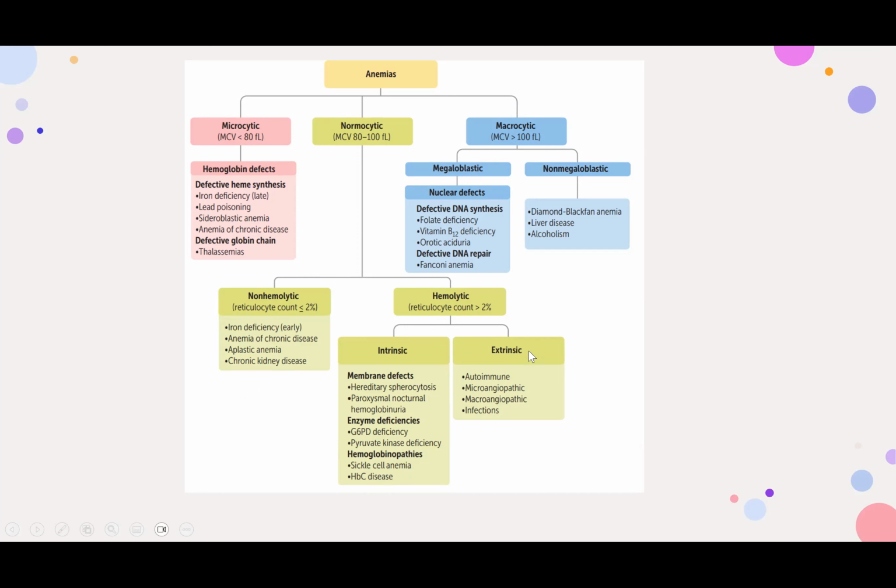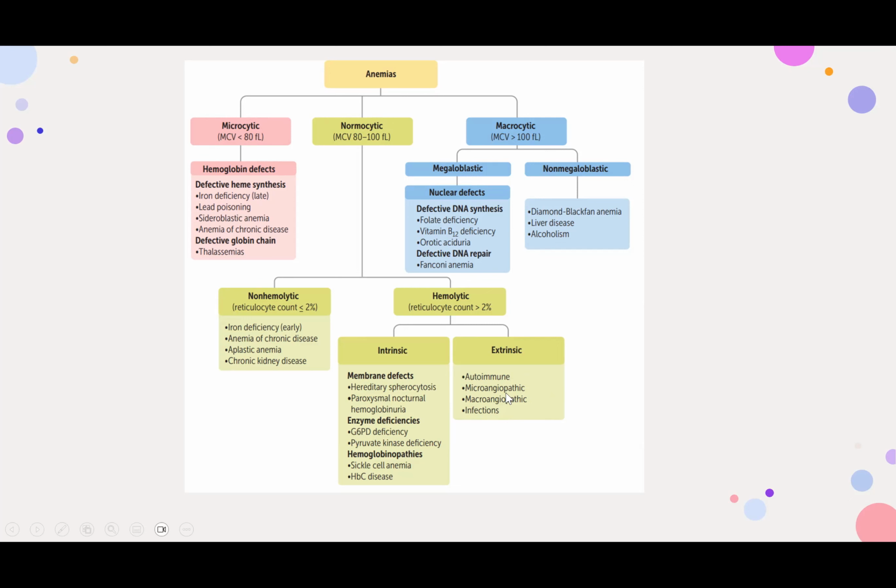And now the extrinsic causes of hemolytic anemia means outside, the problem is not in the RBC itself, okay? It's something else, like infection, in malaria. In malaria, you will get hemolysis, right? In babesiosis, you will get hemolysis as well. Macroangiopathic hemolytic anemia means aortic stenosis. In aortic stenosis or mechanical valve, the shearing force, when the RBC crosses the stenosed valve or the mechanical valve, it gets damaged, okay, and this gives you what?